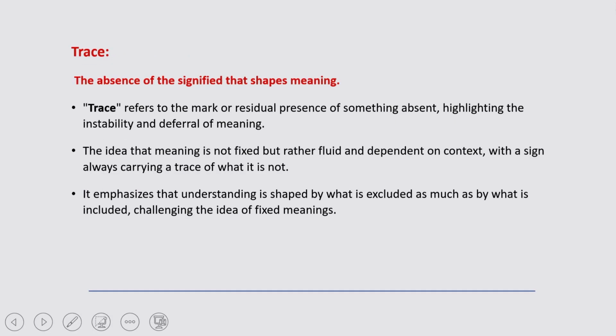Now, from here, we are shifting to the idea of trace. In Jacques Derrida's deconstructive philosophy, the trace basically refers to the mark or residual presence of something absent, highlighting the instability and deferral of meaning. It's the idea that meaning is not fixed, but rather fluid and dependent on context, with a sign always carrying a trace of what is not.